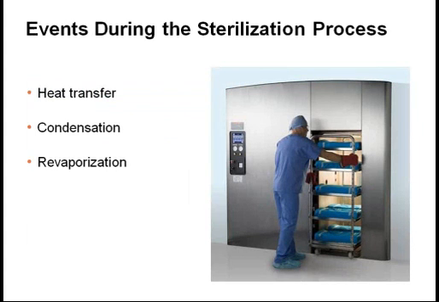The next question that we can ask is, what is happening in the sterilizer during the sterilization process? There are three major events that occur during the sterilization process. The first event is heat transfer. Heat transfer occurs when the energy is exchanged between the steam and the item being sterilized. The second event is condensation. Condensation occurs when the steam becomes water as the heat is transferred to the items being sterilized. The third and final event is revaporization. The revaporization process occurs when the condensation that has formed is evaporated and dried.